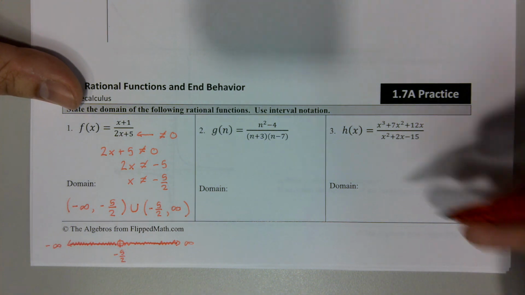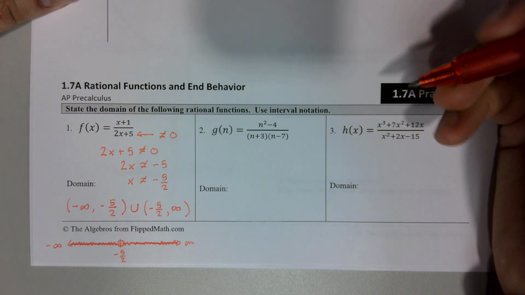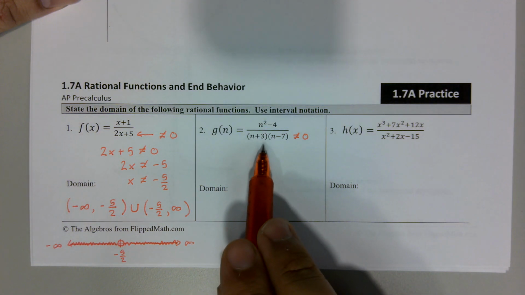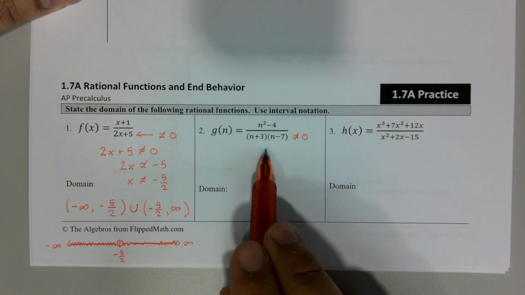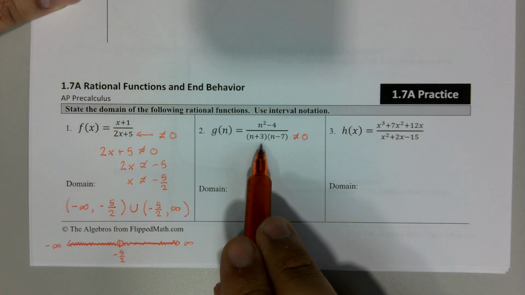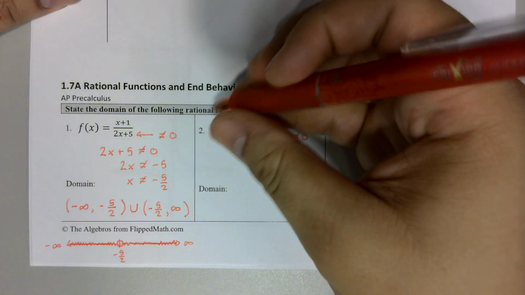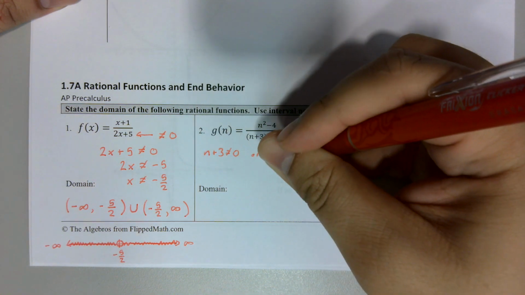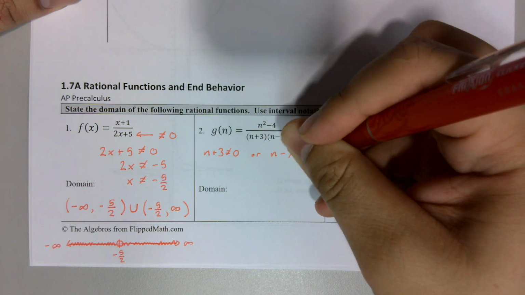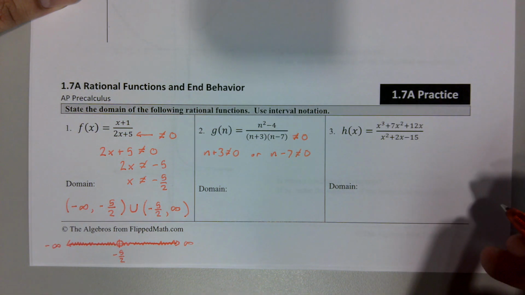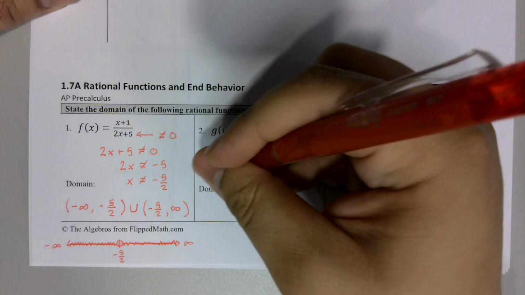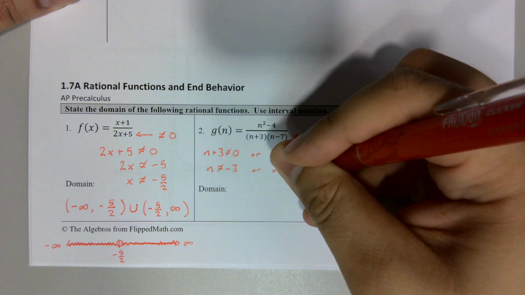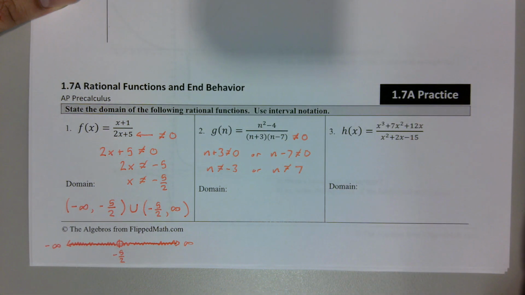So let's try this next one. Again, if we want to find the domain of this rational function, we can't let the denominator be equal to 0 because we don't want to divide by 0. So fortunately, we can treat this with our zero product property. We have n plus 3 can't be equal to 0, or n minus 7 can't be equal to 0. We solve both of these equations simultaneously, and we have n can't be equal to negative 3, or n can't be equal to positive 7.